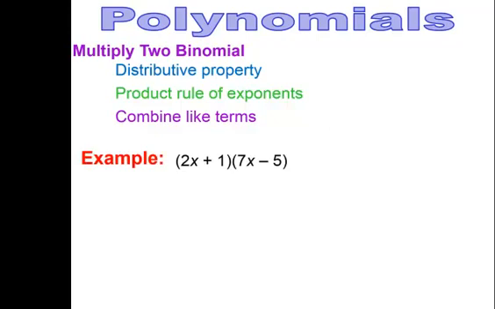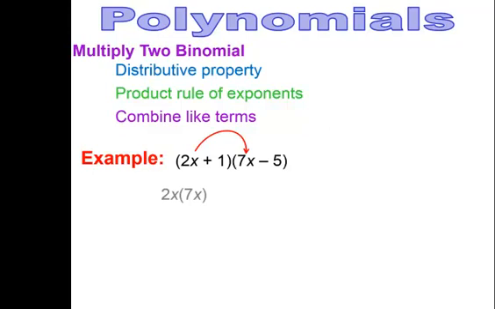Here's an example. We have in parentheses 2x plus 1, and then we have another parentheses of 7x minus 5. When you have two parentheses attached to each other, it is multiplication. To multiply these together, you're going to take that first term in the first parentheses and you're going to distribute it or multiply it to everything in the second parentheses.